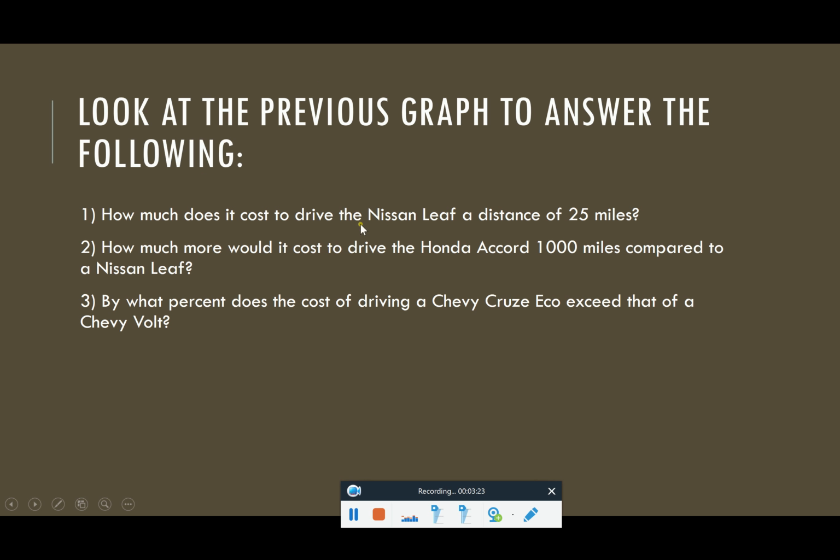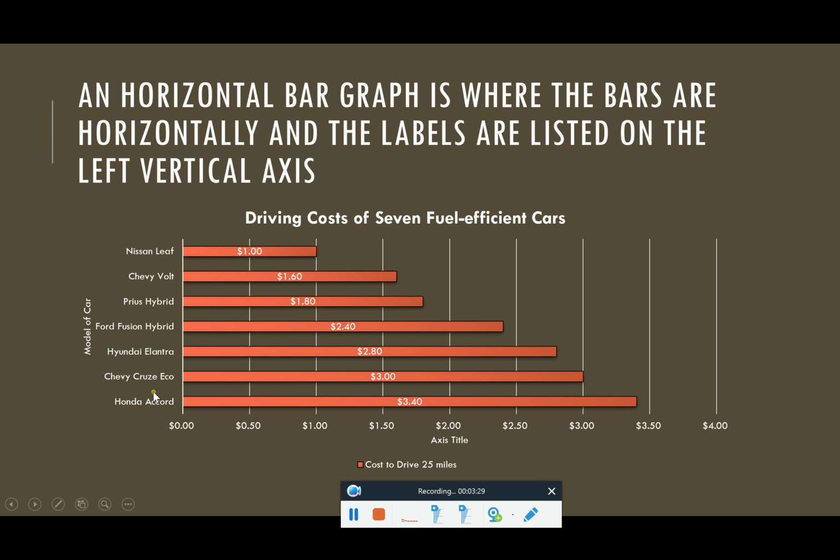So how much does it cost to drive the Nissan Leaf the distance of 25 miles? So let's go back. We're looking for a Nissan Leaf, and this is the cost to drive 25 miles. So how much does it cost? It costs $1.